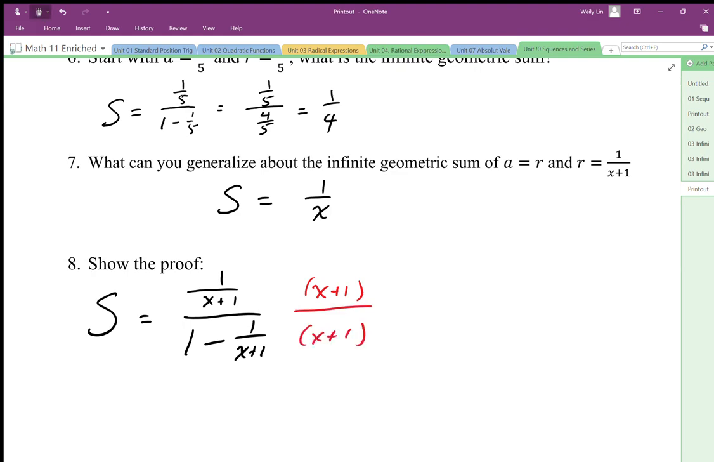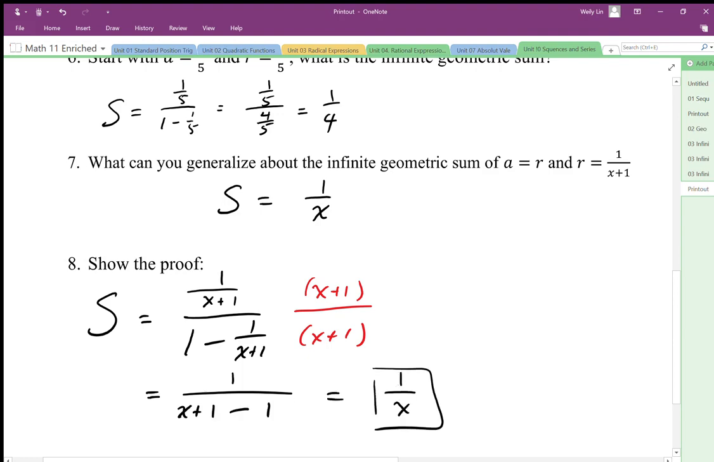When I simplify this, we end up with 1 on top, and x plus 1 minus, these x plus 1's cancel out, so I end up with minus 1. So my expression is x plus 1 minus 1. That simplifies to 1 over x, so we will always end up with this result. So there's a proof.